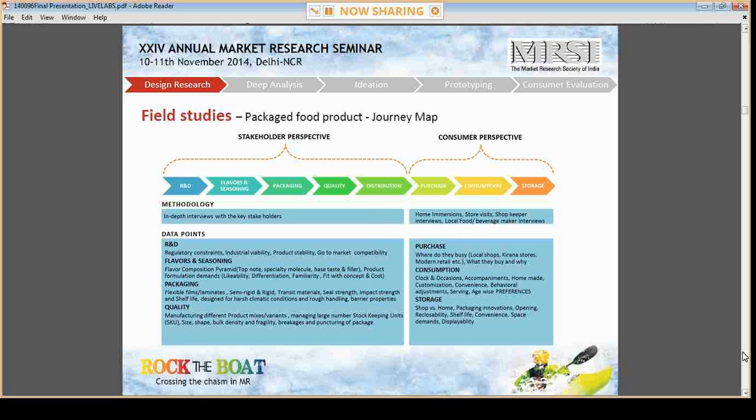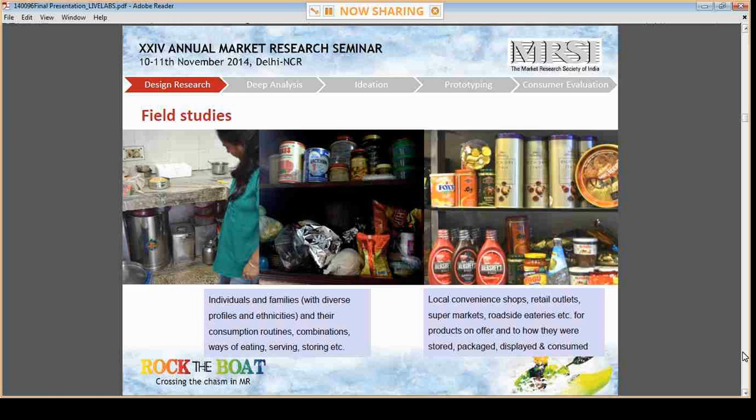Now, what we are talking about in this particular infographic is that in the product life cycle, there are various touch points, and certain touch points are only visible to certain people. For example, the first few, which are R&D, flavors and seasoning, manufacturing, quality, distribution, are accessible to the stakeholders, the people who are actually responsible for bringing the product out. Whereas from the consumer's viewpoint, it is the next phase, which is purchase, storage and consumption. So these touch points are more to do with the consumer. So you have to look at the entire product life cycle of a particular food product. Next slide, please.